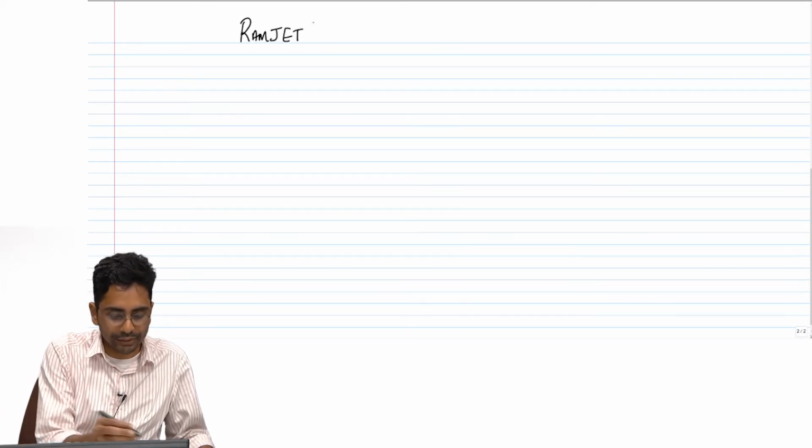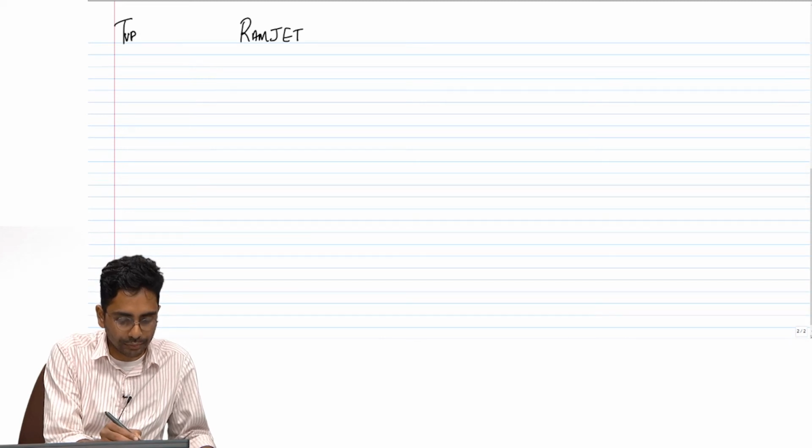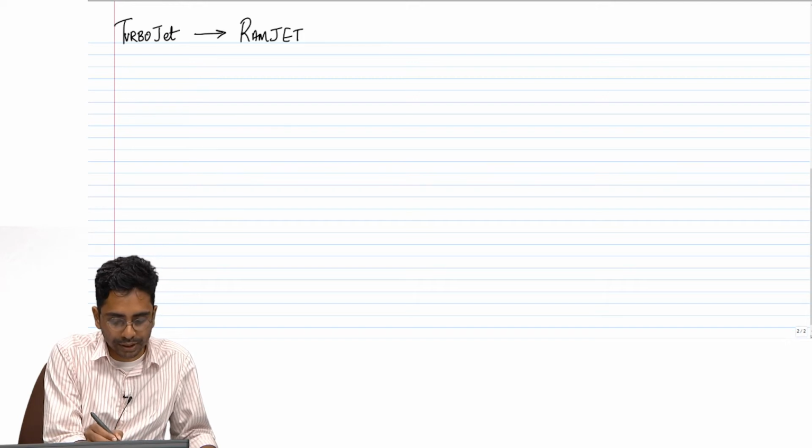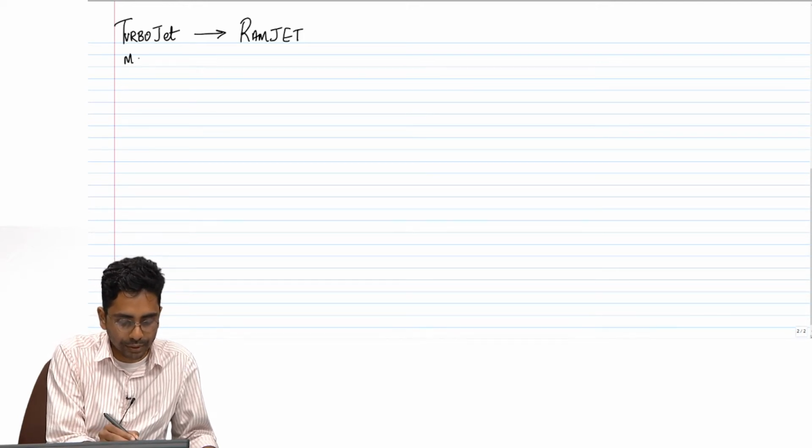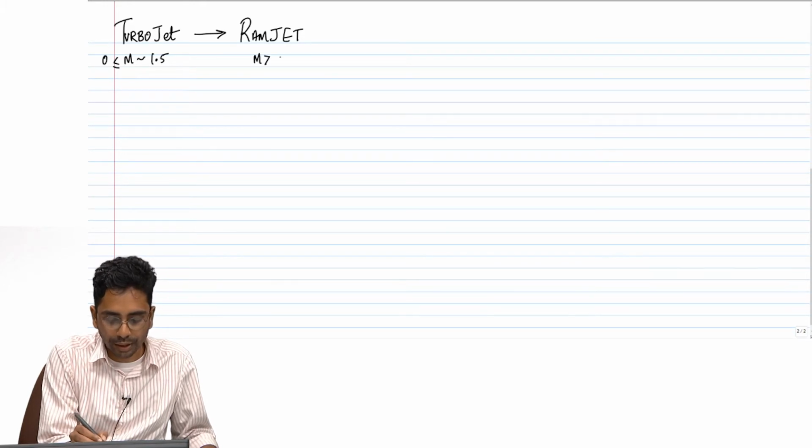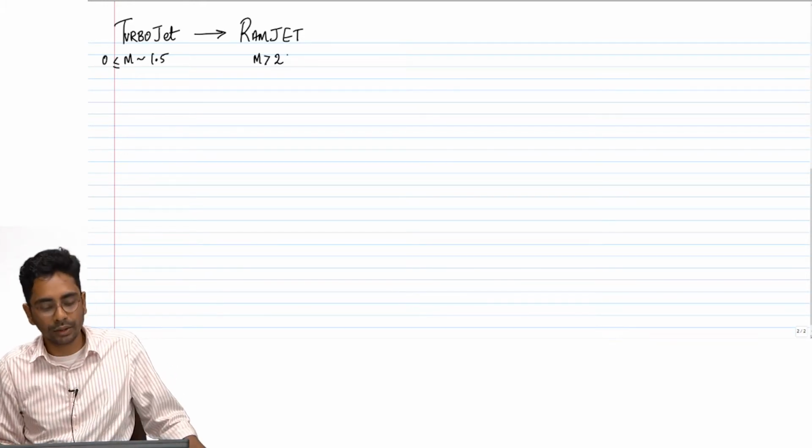Think of the following scheme. You have a turbojet, that is where you started. You go from turbojet to a ramjet. Turbojet goes from Mach greater than or equal to 0 to about 1.5. Ramjet takes over at Mach number greater than 2.